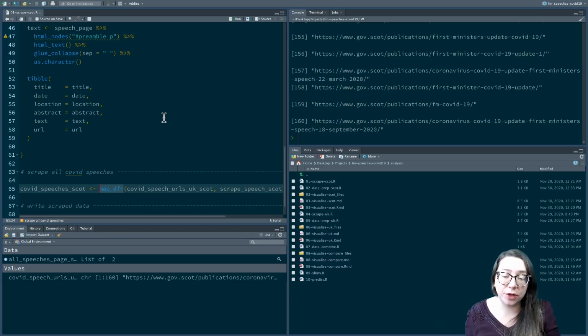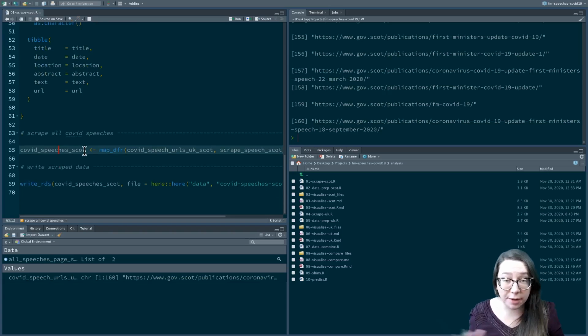So this list of URLs, and then applying this function that we just created, and then returning to us a data frame, basically. And that data frame is called COVID Speeches Scot. I'm not going to run that code right now. I've already run the code before and saved the result.